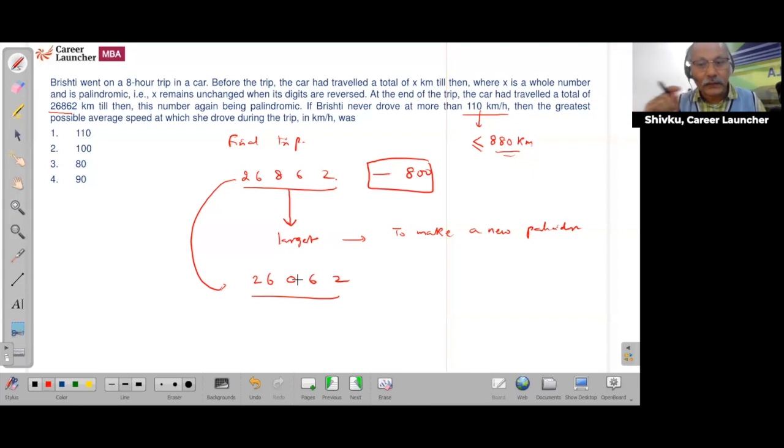And we know for a fact that that's also a palindrome. I can see that this is a palindrome. So the largest number that I need to remove is 800. I cannot remove anything more than that, right?